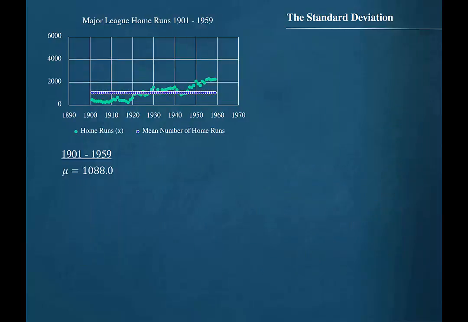In order to quantify the variation in a dataset, let's recall the process for finding the standard deviation that we learned in a previous video. Recall that the process for finding the standard deviation includes comparing each data value to the mean. Here, the mean of 1,088 for the dataset is plotted against the raw data values in the time series graph for the 1901 to 1959 seasons.